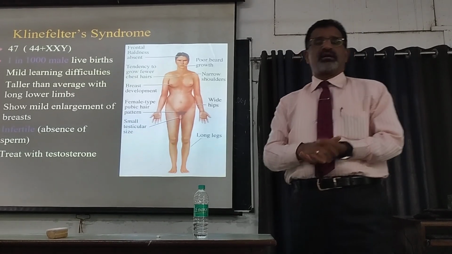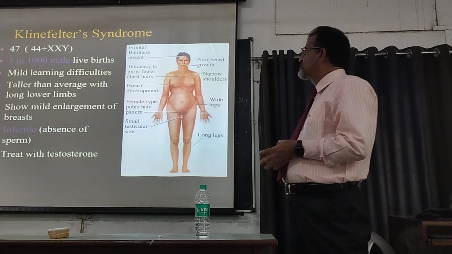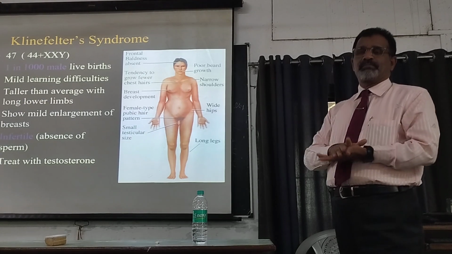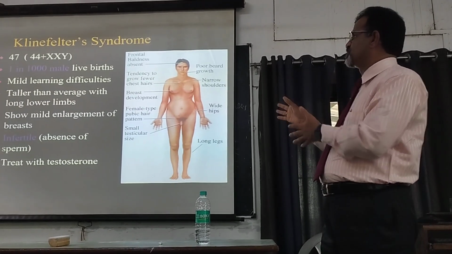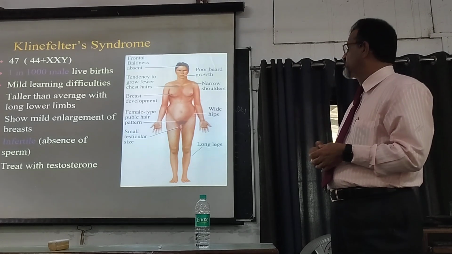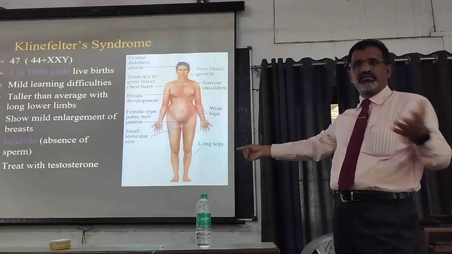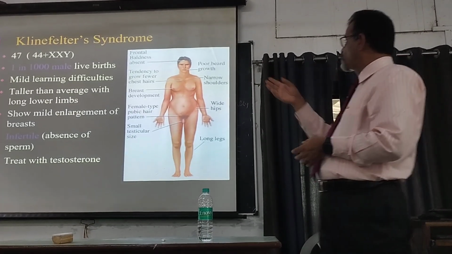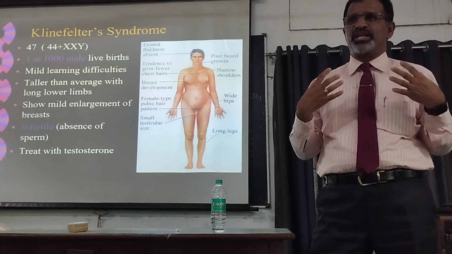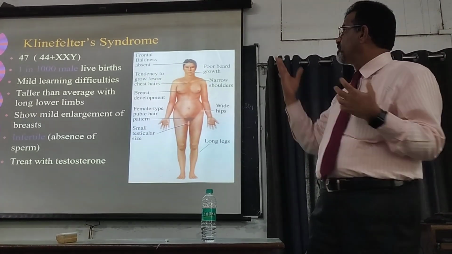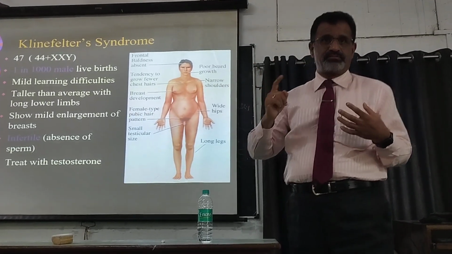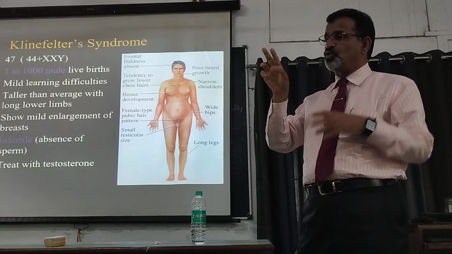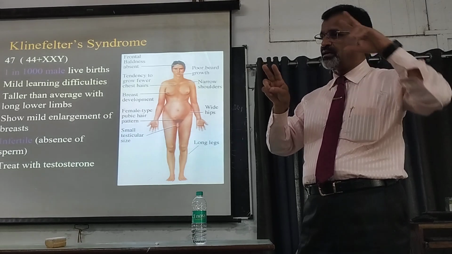Actually, in the world scenario, amongst 1,000 males, one male is affected by Klinefelter syndrome. There are mental retardation problems in this case also. There are mild learning difficulties. They are taller than other boys. Their lower limbs are quite lengthy. Plus, they show mild enlargement of the breast tissue. That's called gynecomastia because of one X extra. Okay. So this is 2X, not 2Y. 2Y is Jacob syndrome, and 2X is Klinefelter syndrome.